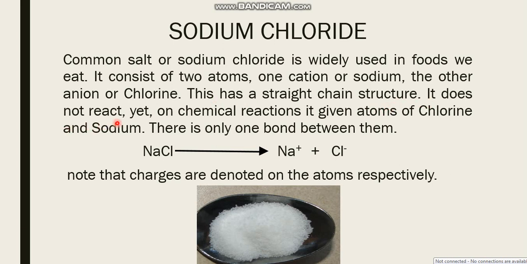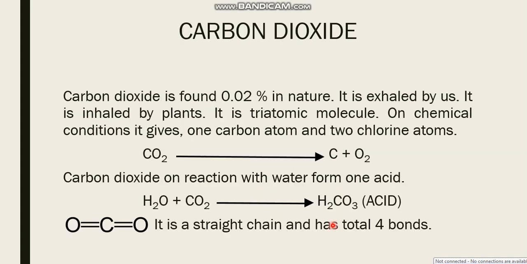It does not react, yet on chemical reaction it gives atoms of chlorine and sodium. Why does it not react? Because it is a compound, and a compound is stable. Now when we try to break it under chemical conditions, we get Na+ and Cl-. We also write the charges over here. On Na we write a positive charge, and on Cl we write a negative charge, because Na is always positive, Cl is always negative. This Na is derived from natrium, which is the Latin word for sodium. Note that charges are denoted on the atoms also.